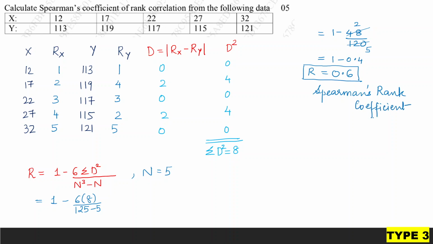Okay, a very easy calculation, very simple technique. This was non-repeated data. What do I mean by non-repeated data? Nowhere has any number repeated. Two people have not got the same marks, or two values of X or two values of Y or three values are not the same. That is non-repeated data.